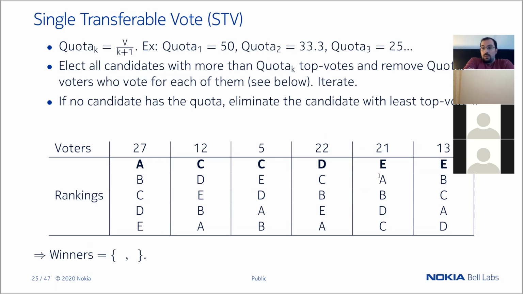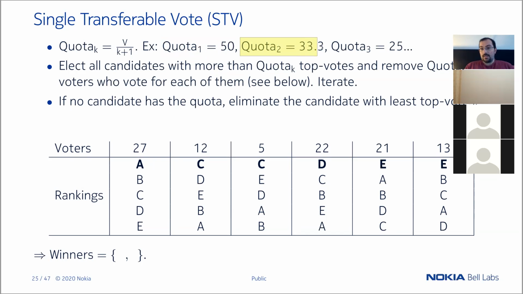Another rule is the single transferable vote. So this rule is very important because it's indeed used in real political elections, for example, in Australia. So when you want to elect K candidates, you will fix a quota that is the number of voters divided by K plus 1. So, for example, if you want to elect one candidate, the quota will be 50 voters, which means that you need to have strictly more than 50 votes to be elected, which is logical if you want to elect only one candidate.